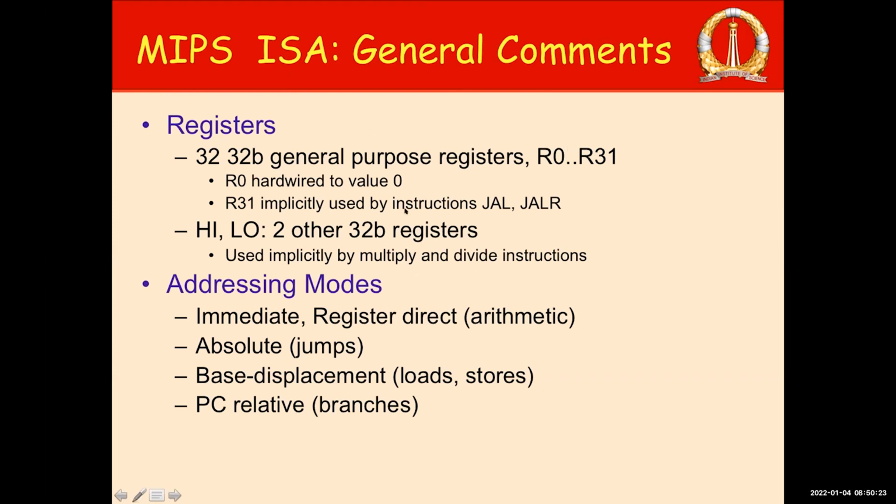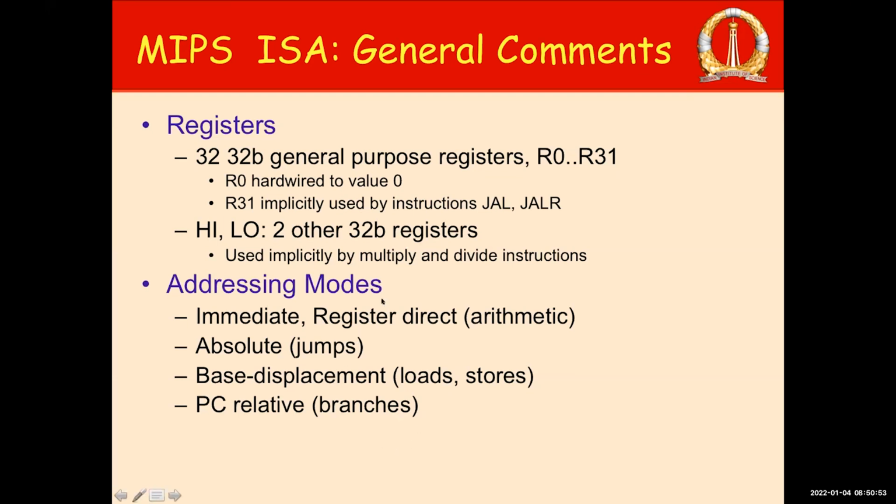In addition to these 32 registers, it also has two registers called high-low registers, which are used for multiply and divide operations. When you are multiplying two 32-bit numbers, the result will be a 64-bit number, and that is stored in the high-low register. Similarly, when you do the division, there is the quotient and the remainder. They will be stored in these two registers.